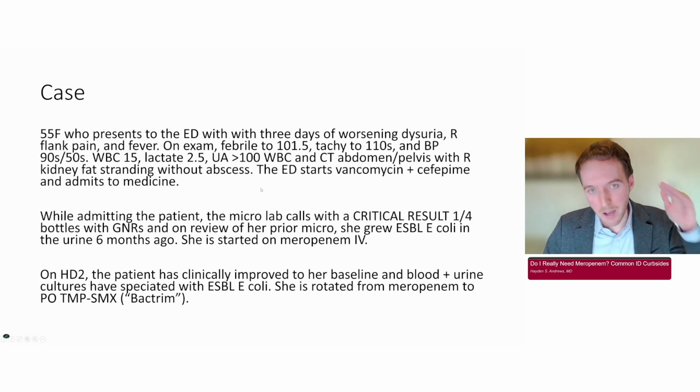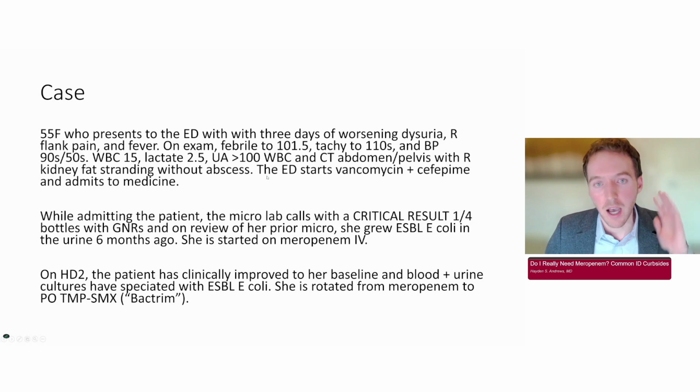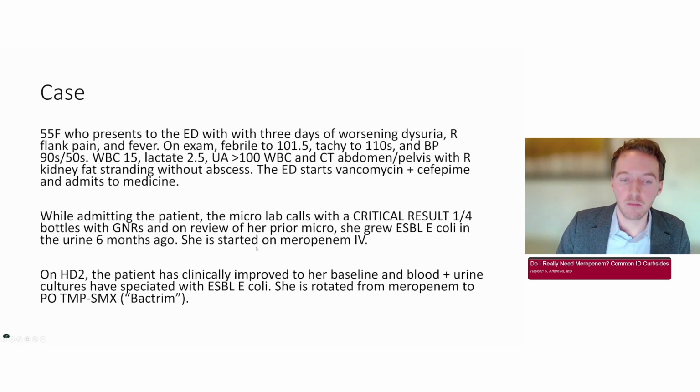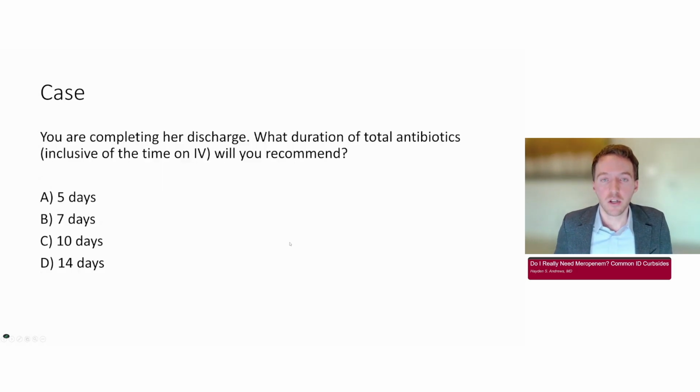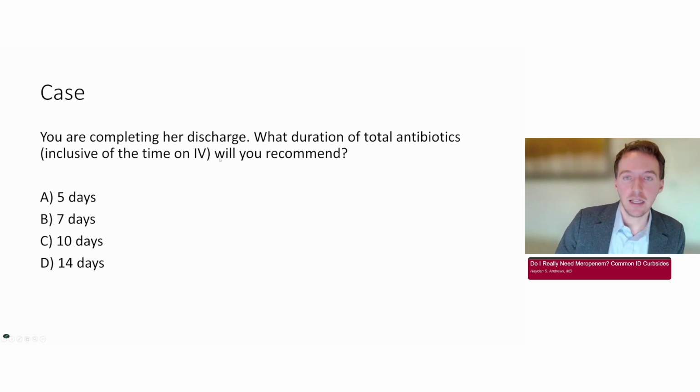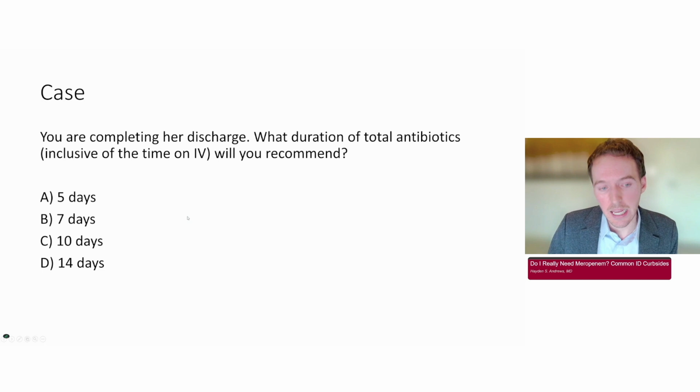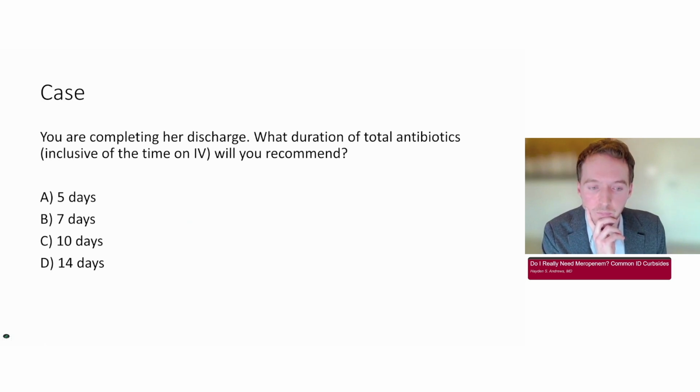Okay, the case continues. So our complicated UTI with sepsis, who was on meropenem, got better. The blood cultures ended up showing ESBL E. coli. It's now hospital day 2. You rotate her down to her trimethoprim-sulfamethoxazole, so you're ready to discharge the patient. What duration of total antibiotics, inclusive of the time that she spent on IV, are you going to dispense? Are you going to say that they do 5 days of total antibiotics, 7 days, 10 days, or 14 days? So complicated UTI with sepsis, with bacteremia, ESBL E. coli. Think what you would actually do today if you were discharging this patient.